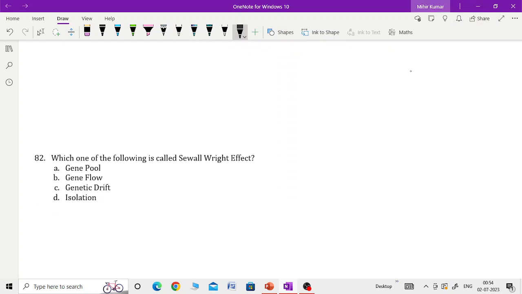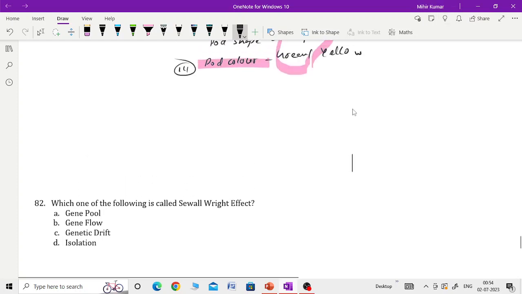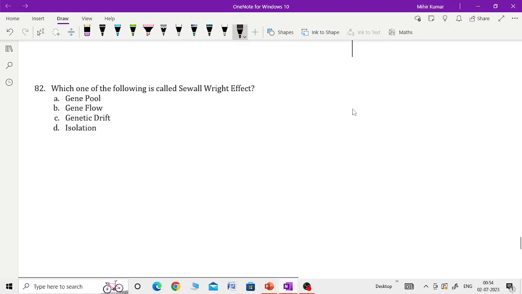This is the next question and the next question is also so interesting because this is asked that which one of the following is called a Sewall Wright effect. Sewall Wright is a scientist who explained the genetic drift. When you know a little about evolution, then you know that Sewall Wright is the scientist who explained genetic drift.